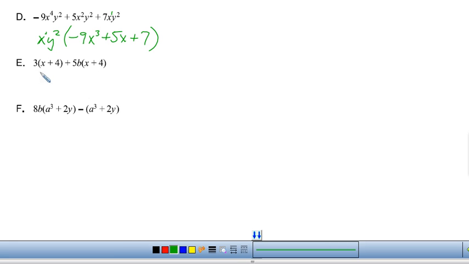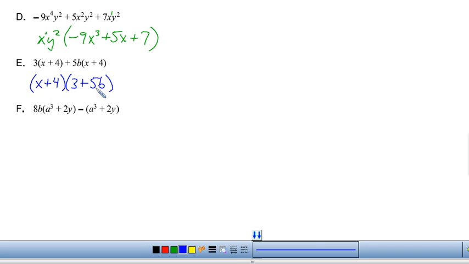Okay. Now, the next couple look a little bit different, but what you need to recognize is what does each term have. It's kind of obvious because it's in parentheses. They both have an x plus 4. So what I'm going to do is I'm going to divide out an x plus 4. And when I divide x plus 4 out of both of these, I'm left with a 3 plus 5b.